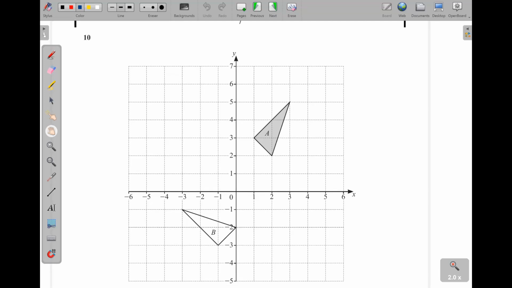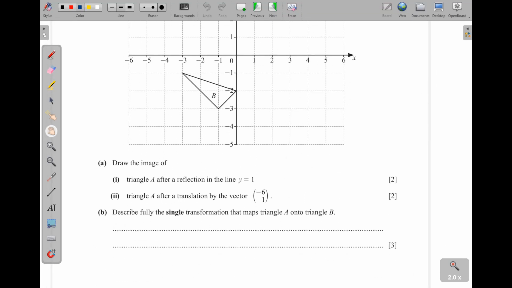Question 10 is coming from transformations. Part A, draw the image of triangle A after a reflection in the line y is equal to 1. So here, the object and image must be equidistant.